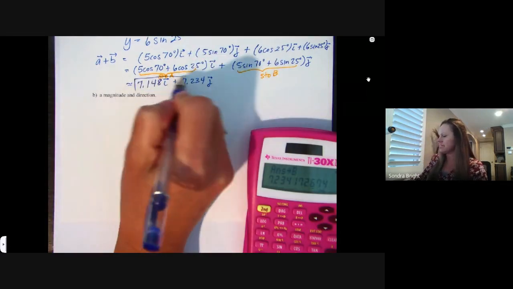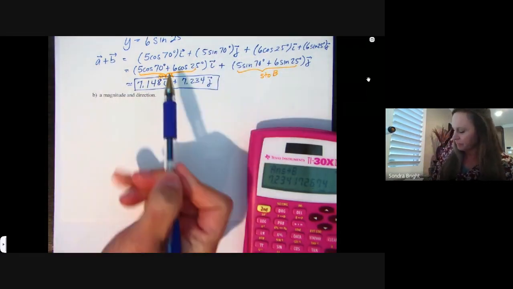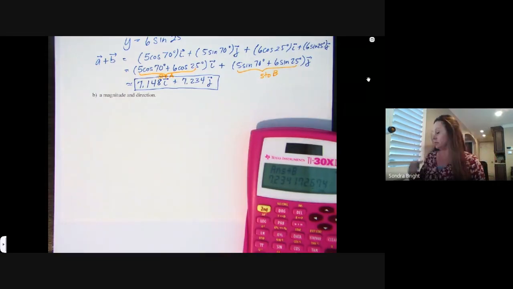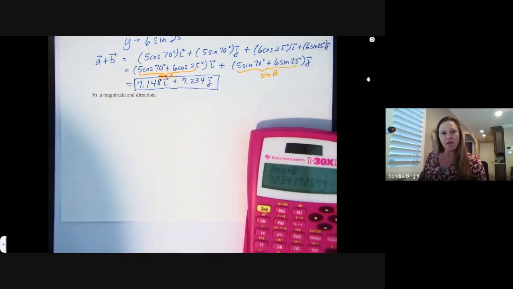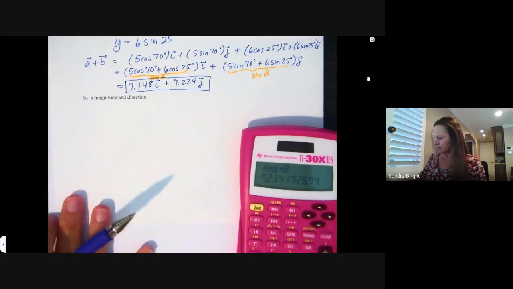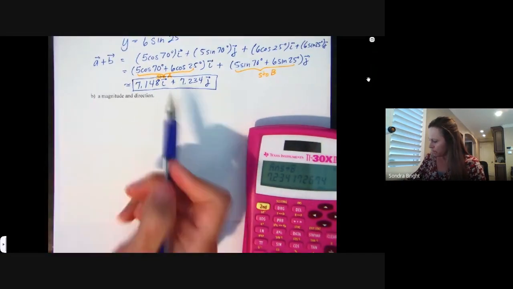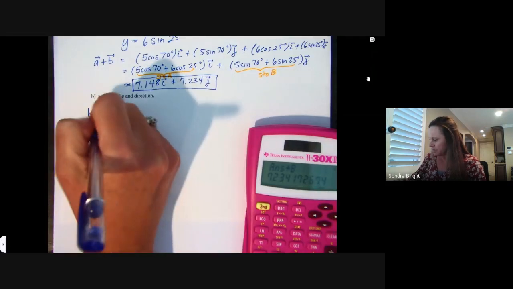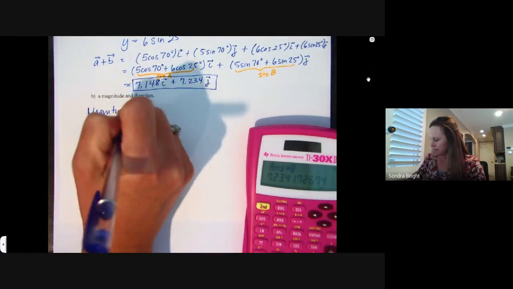But we're going to use these values to find the magnitude and the direction. Okay, so now finding the magnitude. Magnitude is just the length of this. And for the magnitude, you're just going to use the Pythagorean theorem.